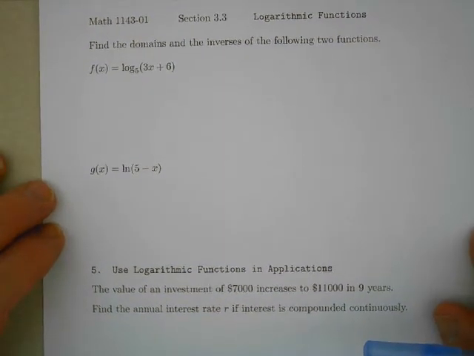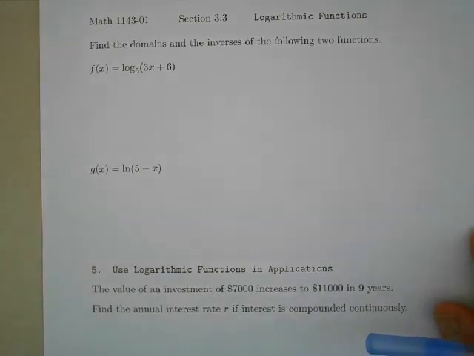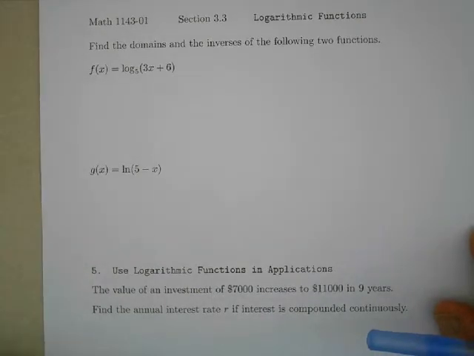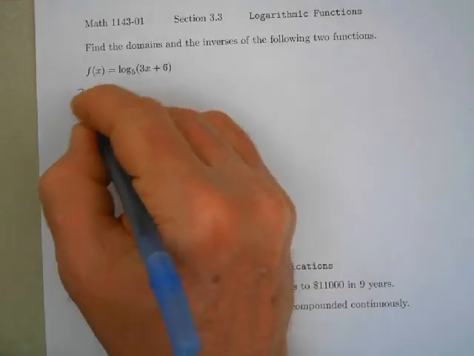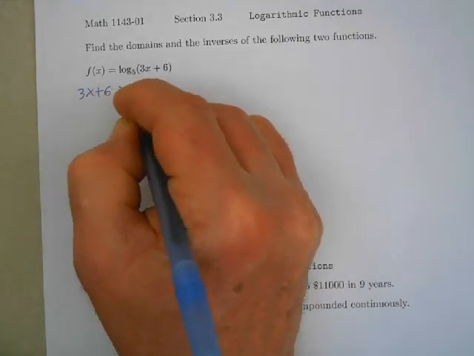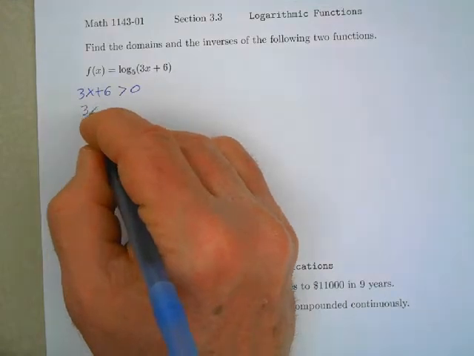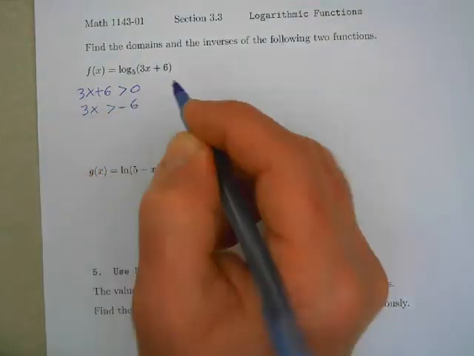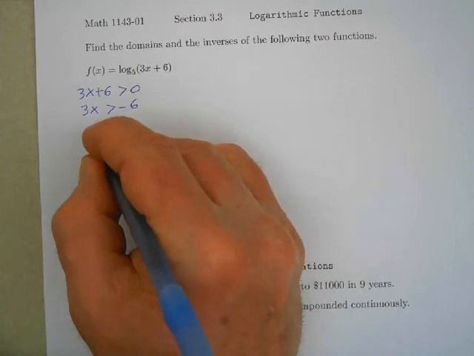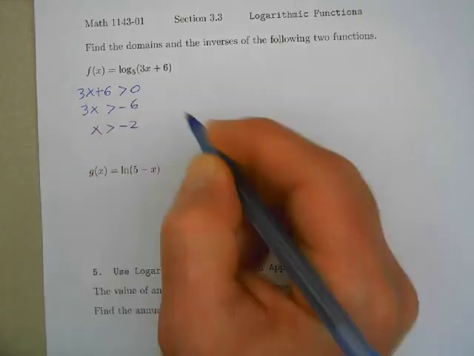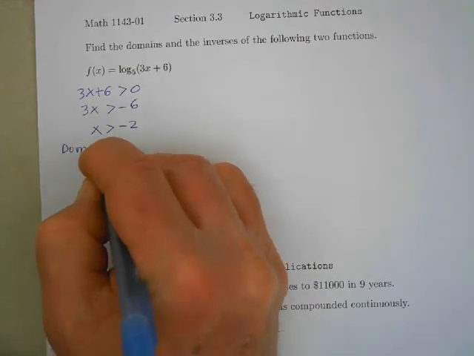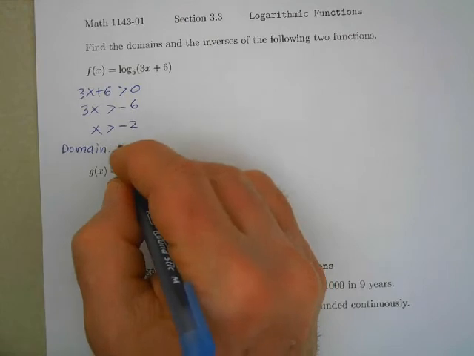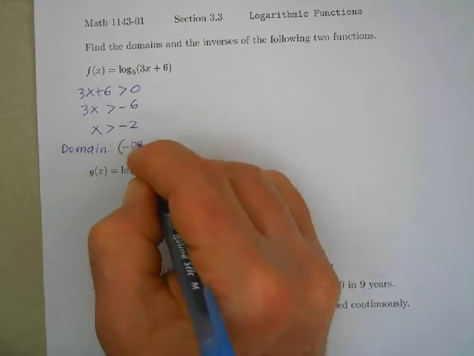Okay, so for f of x equals the base 5 logarithm of 3x plus 6, find the domain. So the argument on this one is 3x plus 6. So 3x plus 6 has to be positive. And so that means 3x has to be greater than negative 6. And then divide both sides by 3, x is greater than negative 2.